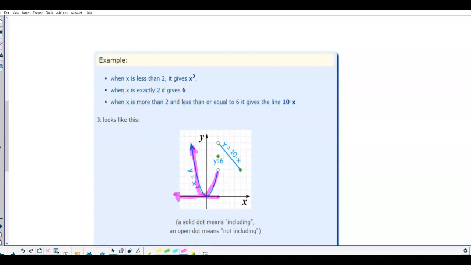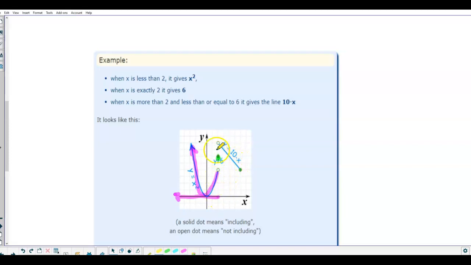So what that means is, at this point, when x is exactly 2, it gives a point 6. So that is the only point that's highlighted there when x is exactly 2, which means that it is an inclusive point, but only when the y value is 6. And then what we have is, when x is more than 2 and less than or equal to 6, it gives the line 10 minus x. So here's the line 10 minus x.